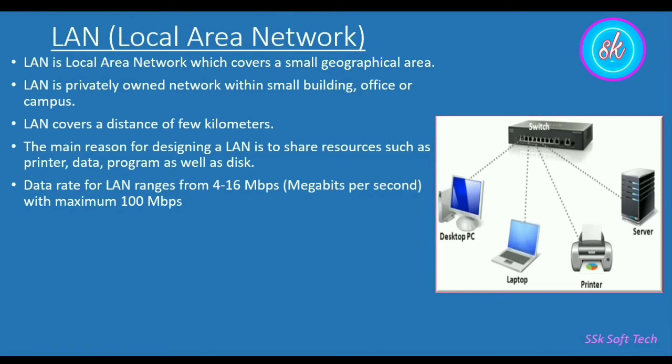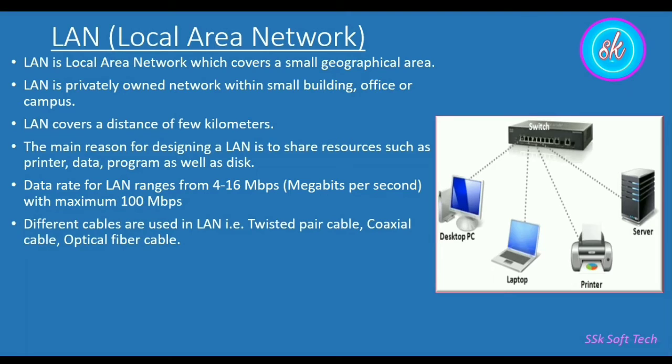Data rate for LAN ranges from 4 to 16 Mbps with a maximum of 100 Mbps. Now data rate is nothing but the speed at which the data is transferred from one computer to another computer. In simple words, data rate is nothing but transmission speed in the network. It is generally measured in megabits per second or megabytes per second. So, in local area network, the data rate is 4 to 16 Mbps with a maximum of 100 Mbps.